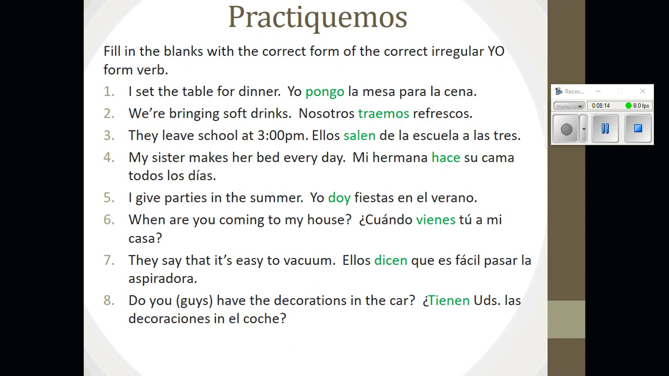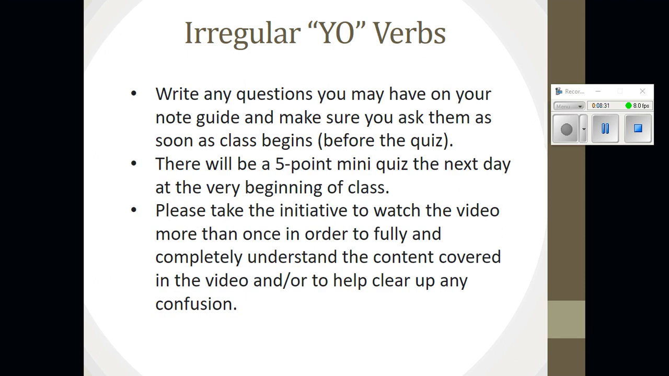Now remember, you need to memorize these forms as soon as possible. Remember that almost all of them end in go, except for the verb dar, okay? And that the rest of the forms, aside from the yo, for each of these verbs is a normal, regular conjugation ending. Write any questions you may have on your note guide and make sure you ask them as soon as class begins. There will be a 5-point mini quiz the next day at the very beginning of class.